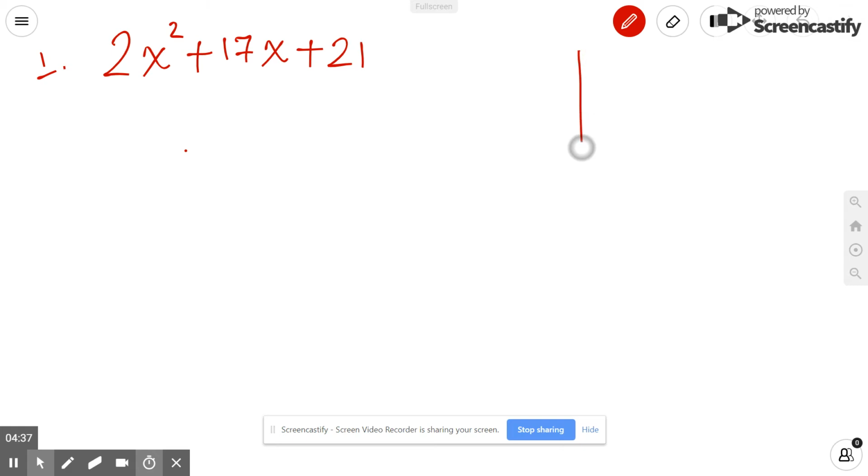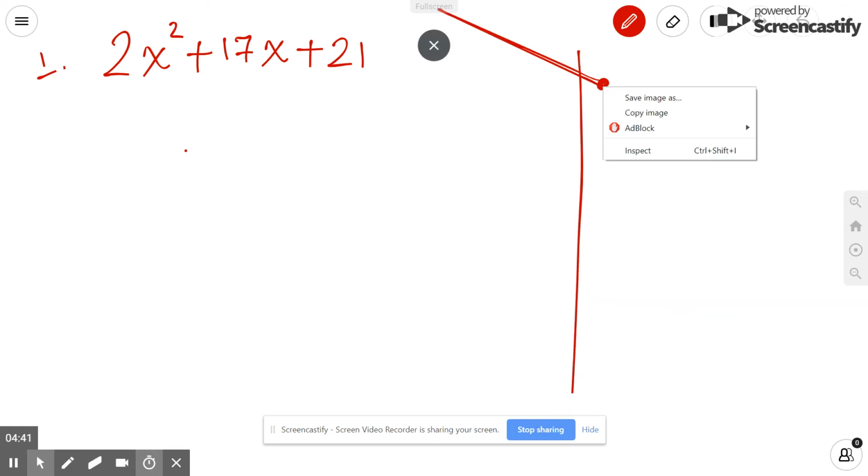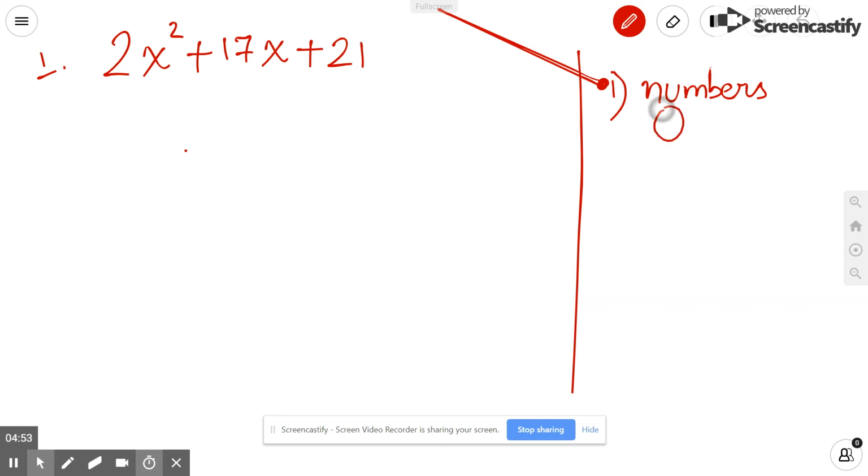So basically the steps that we need to follow, I'm going to list the steps here. Your first step is going to be, you'll have your two numbers, right? So you'll think of your numbers. So I'm going to call this step numbers. So you'll have two numbers here. Our second step is going to be change sign.